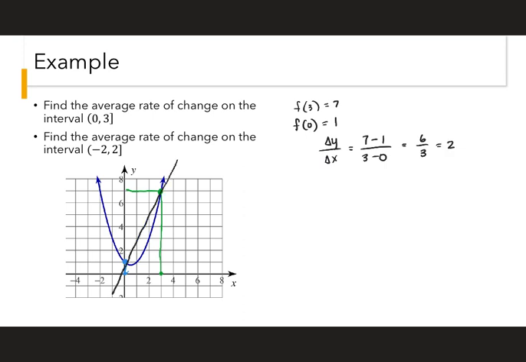So we're saying that over that amount of time, if I were to connect those 2 points with a line, that line would have a slope of 2. And because it's positive, we're looking at it's increasing on that interval. Okay. If I look for the average rate of change on the interval from -2 to 2, then I need f of -2 and f of +2.